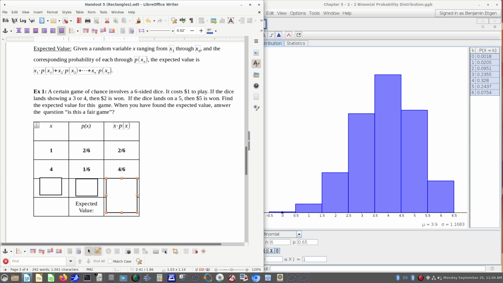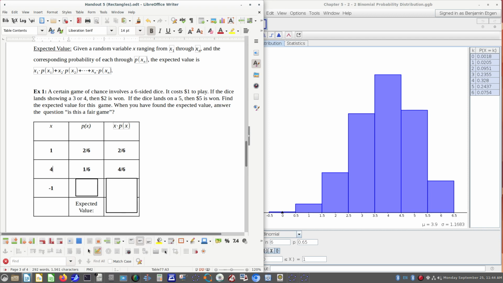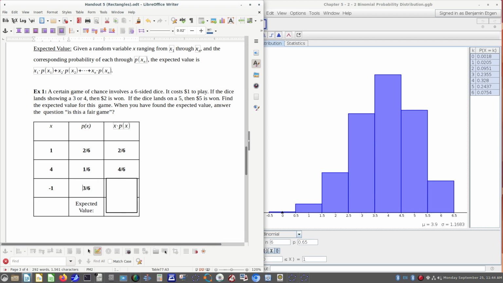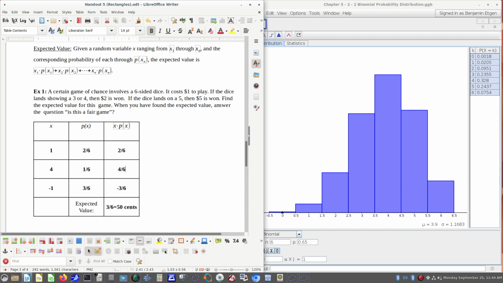And then there's several other times. So the remainder of the time, we've simply lost $1, and that's half the time, or 3/6. And when we multiply across, of course, that gives us negative 3/6. We then add these up, and it looks like we're going to get about 3/6 or 50 cents. So is this game fair? Nope. It looks like you're ahead 50 cents on average each time you play it.